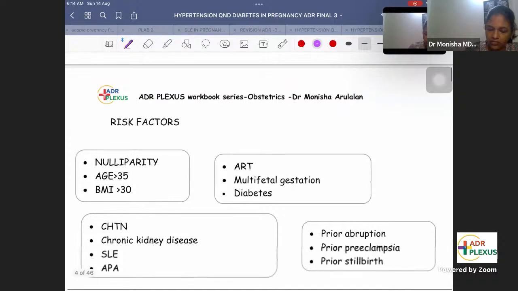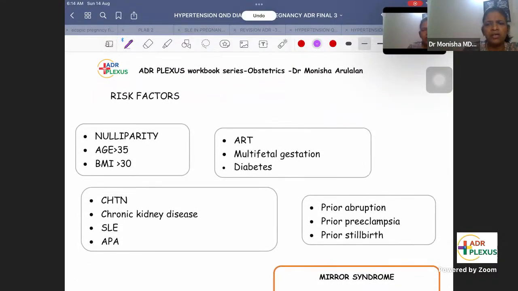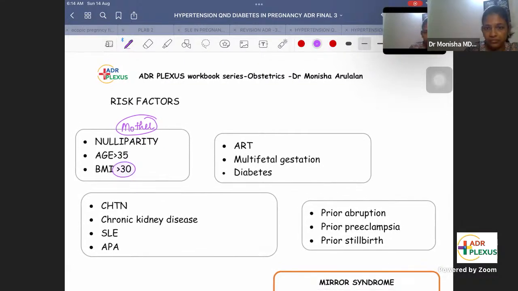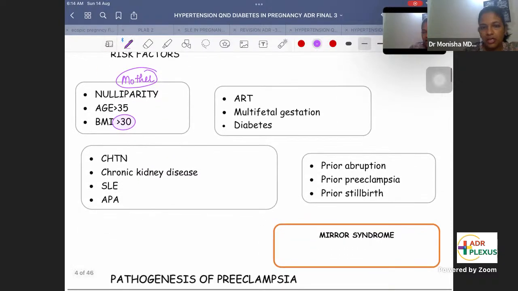Next, coming to the risk factors. For any condition, you should know the risk factors. How do you remember them? Remember nulliparity and maternal conditions: a nulliparous woman, age of more than 35, and obese category with BMI of 30. These are the maternal characteristics that act as risk factors. What else? All the chronic conditions: chronic hypertension, chronic kidney disease, systemic lupus erythematosus, or antiphospholipid antibody if it is present. Other things based on the type of conception.